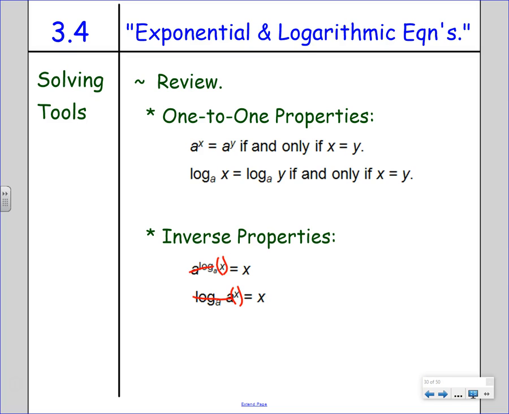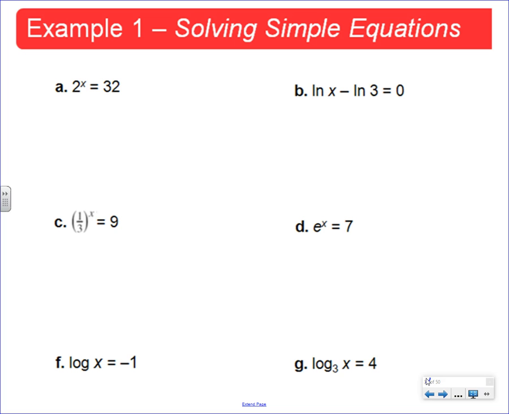So one-to-one property you can ignore. Inverse property is how you cancel out. If you have a log base A, you want A to the power of. If you have an A to the power of, you want log base A.